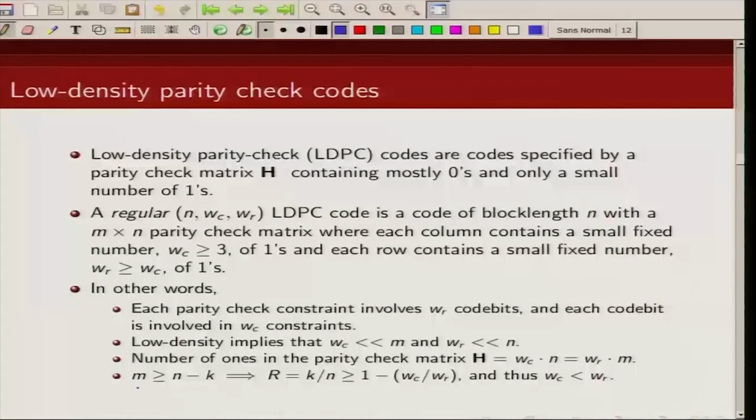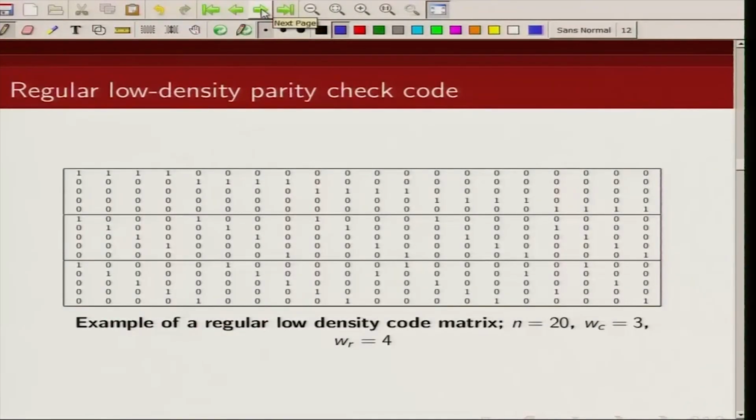And the number of parity check equations is at least equal to n minus k. So, the rate is at least 1 minus WC by WR. Sometimes we do have some redundant parity check equations in the LDPC parity check matrix. This is one example of a low density parity check code.